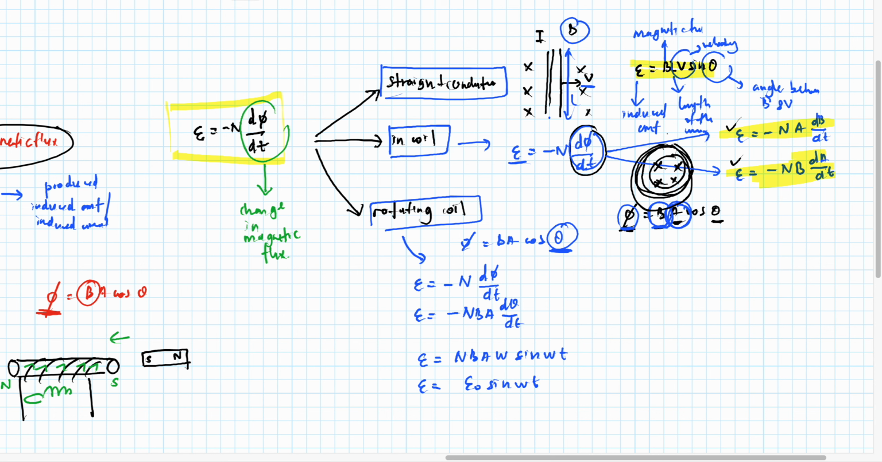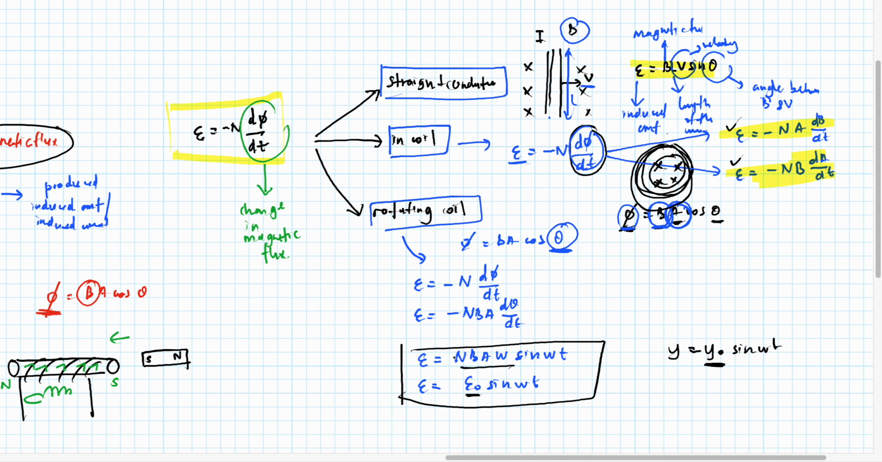So ada dua equation dekat sini. Yang ini NBA omega ni adalah EMF naught. Dia sama je dengan sebelum ni kalau kita guna Y equals to Y naught sin omega t. Yang depan ni yang Y naught dia lah. So this one is the EMF naught.